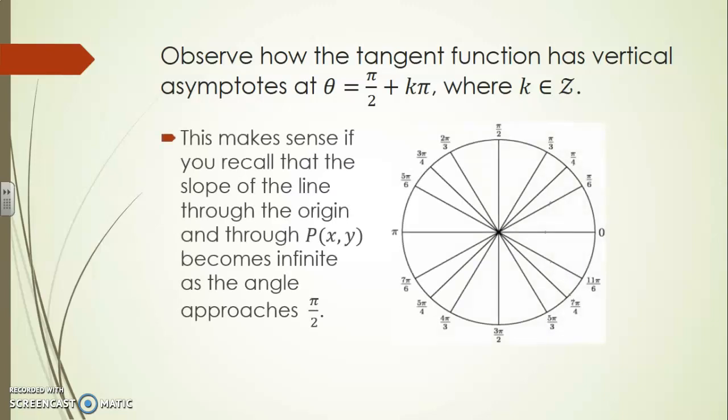This makes sense if you recall that the slope of the line through the origin and point P becomes infinite as the angle approaches pi over 2. So for instance here I've selected a point along the unit circle that is very close to pi over 2. Notice how the line through the origin and point P is practically vertical, and by the time point P is at pi over 2, then the slope will be undefined because delta x would be 0.